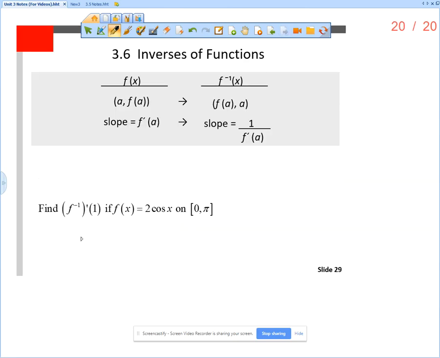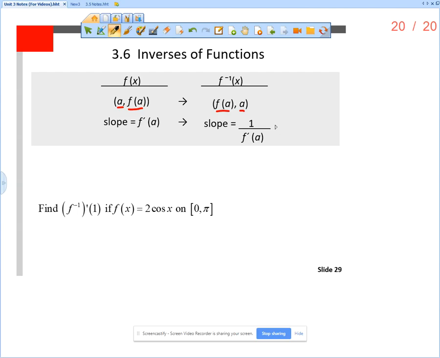All right, on to slide number 29. So now here's an interesting thing. If a function f of x has a point at a comma f of a, then its inverse has a point at f of a comma a. Remember, x and y switch from a function to its inverse. So what about the slope, or the slope of the tangent, or the derivative? Well, the slope of f at a, so f prime of a, is the reciprocal of the slope of f inverse at a.